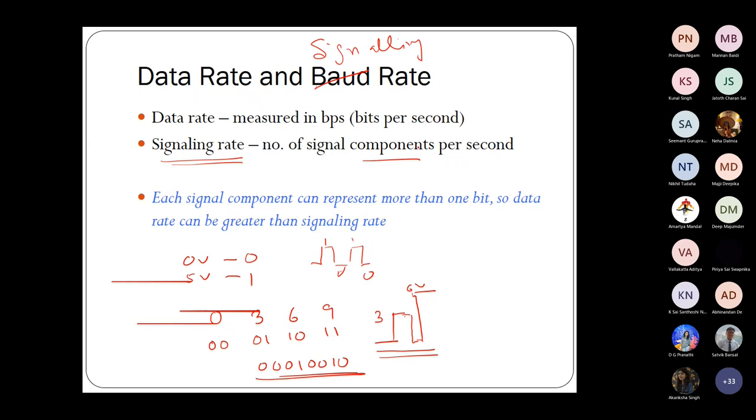So number of signals, each signal component, in this case, this 3 volt, 6 volt, 9 volt, etc., can represent more than 1 volt. So data rate actually can be greater than signaling rate. Because by changing from 3 volt to 6 volt, I have actually sent, so this is just one signal transition, but I have actually sent 2 bits, basically, one signal.